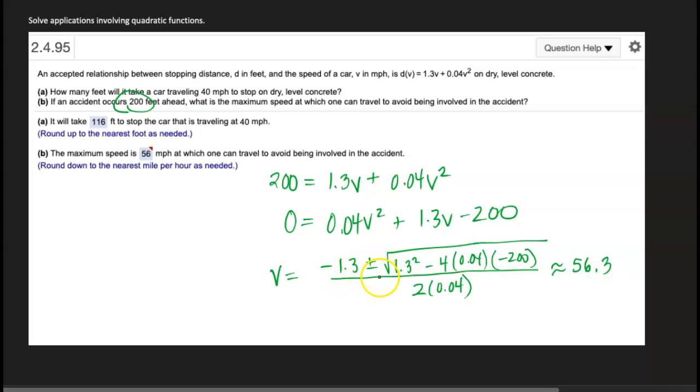56.3. The other one, when I subtract, would be negative, so that would not make sense in the context of this problem. And then rounded to the nearest mile per hour, that's where they get 56 miles per hour is the maximum speed that one can travel and still break within that distance.